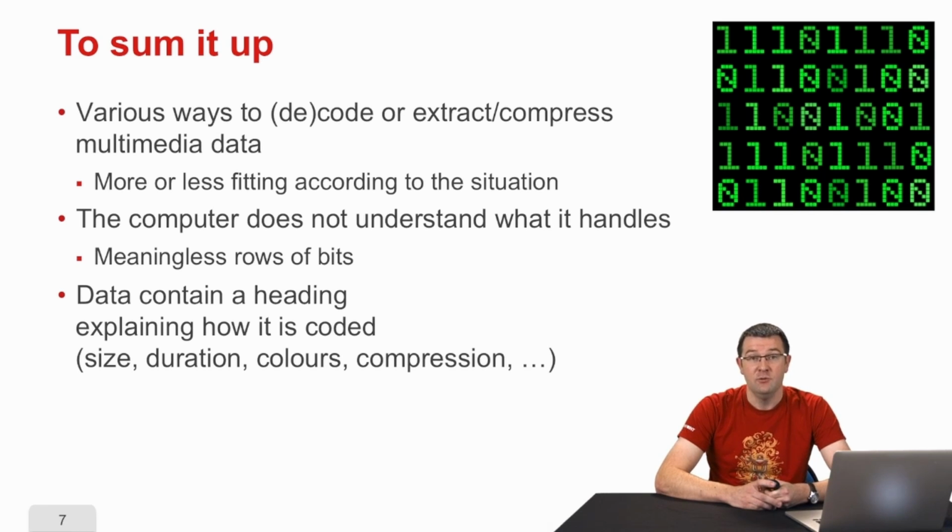And when the computer is given an image with a scanner, for example, the computer will be told how to handle this image, how to code it and compress it in order to reduce its size, etc. Every time, there will be a heading how the data was coded and compressed detailing the size, the duration, the compression type, the color type, etc. This is done for both images and sounds.